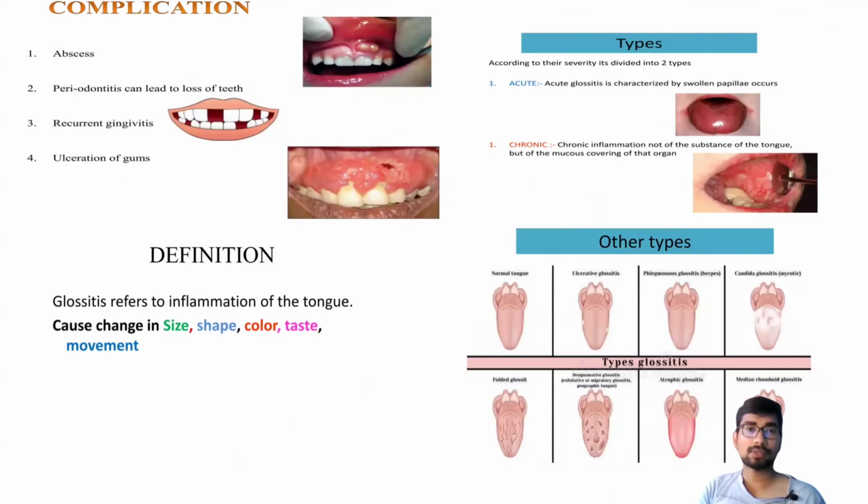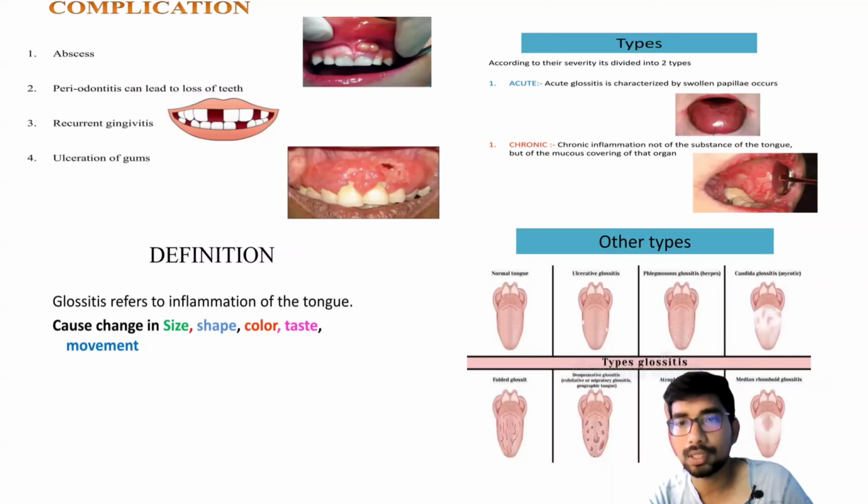Next is glossitis, which refers to inflammation of the tongue, which causes a change in size, shape, color, taste, or movement. Acute glossitis is characterized by swollen papillae, and in chronic glossitis there is chronic inflammation, not of the substance of the tongue but of the mucosa covering the organ. So this is a normal tongue, and this is ulcerative glossitis where the ulcers are seen. And this is herpes glossitis with vesicles. This is candida with whitish mycotic lesions.